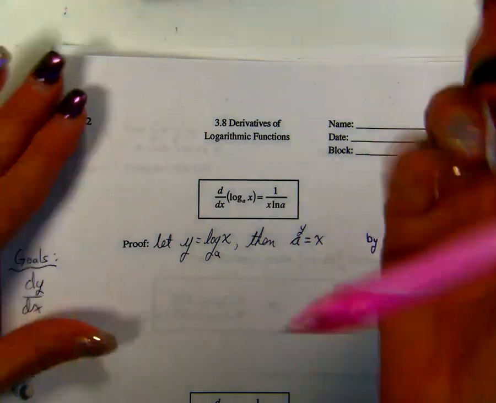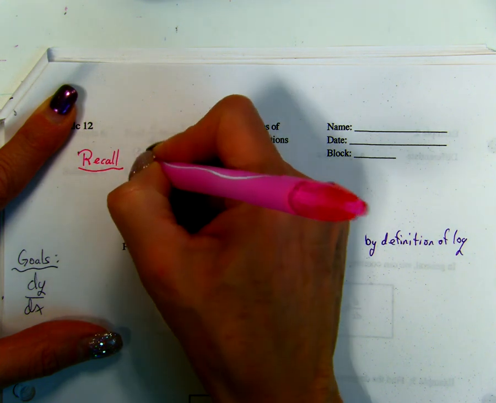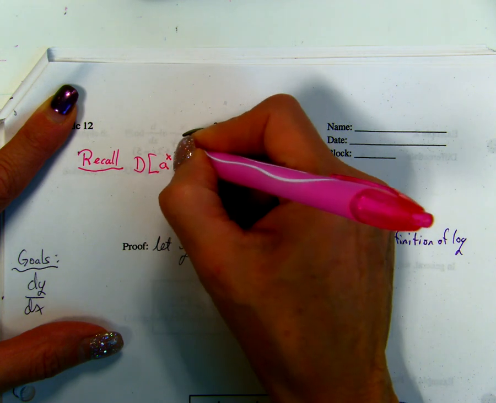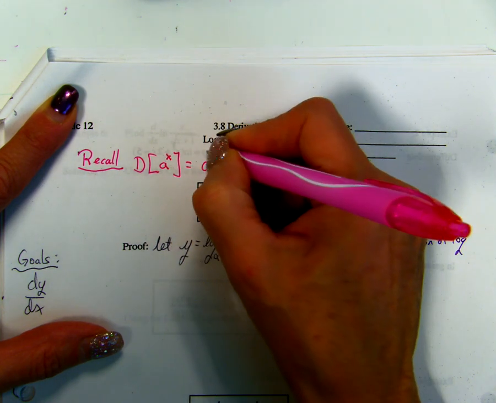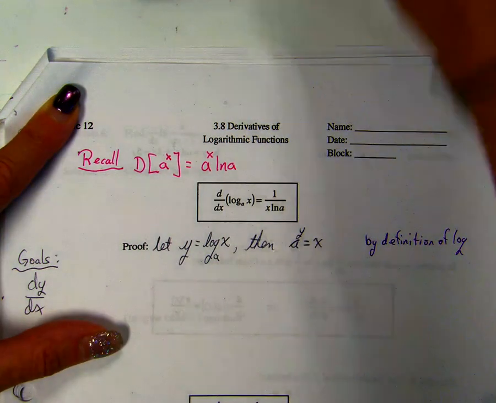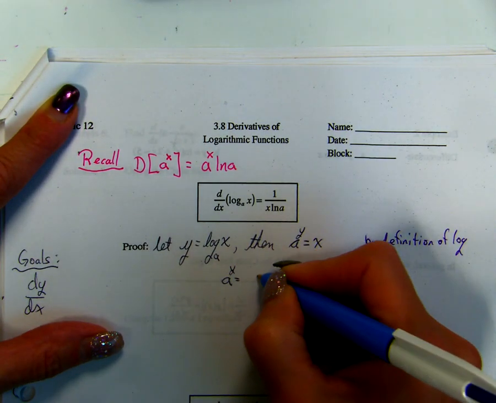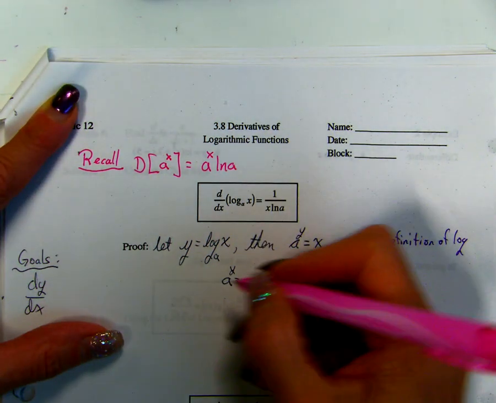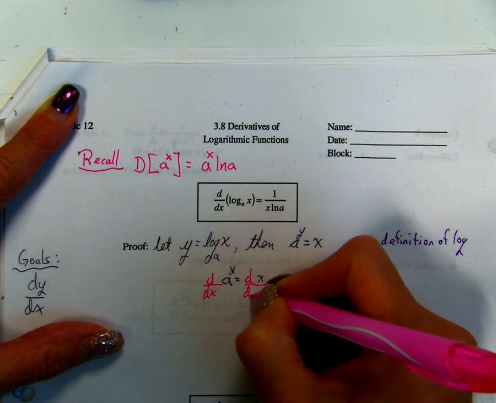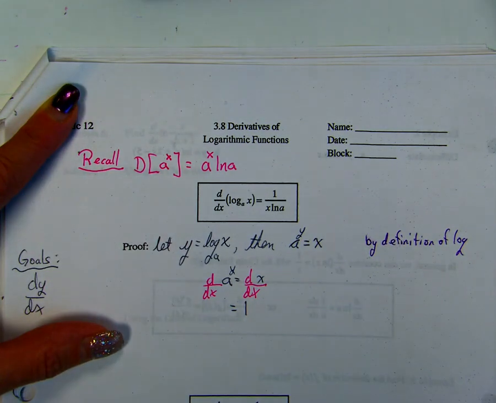So let's just recall this. We just finished doing it in our warm-up. Recall that if we're taking the derivative of a to the power of x, we get a to the x times the ln of a. So if a to the y is equal to x, and I do the same thing on both sides of the equal sign, that is, I take the derivative with respect to x, then over here on the right-hand side, dx by dx gives me 1.